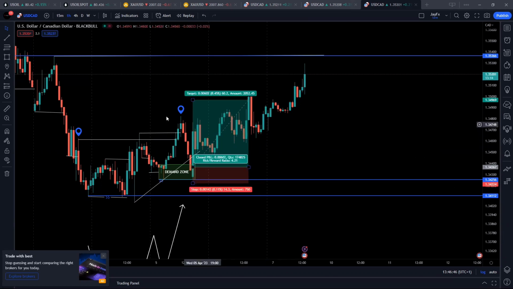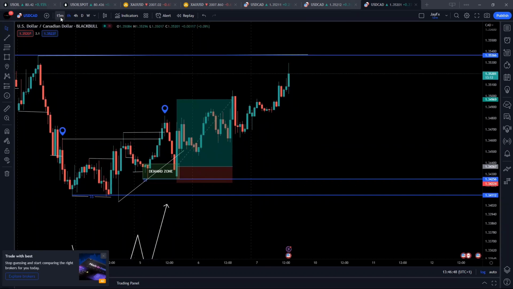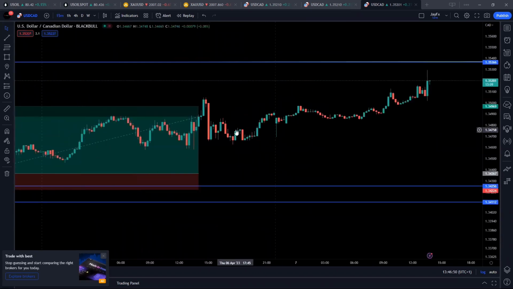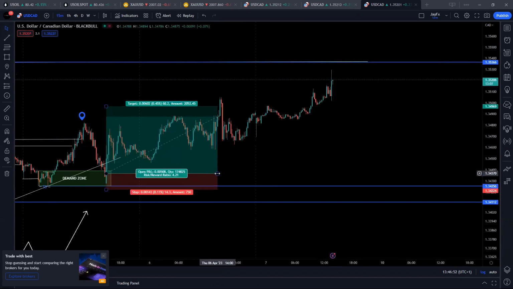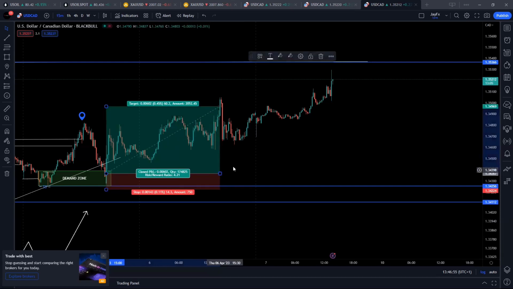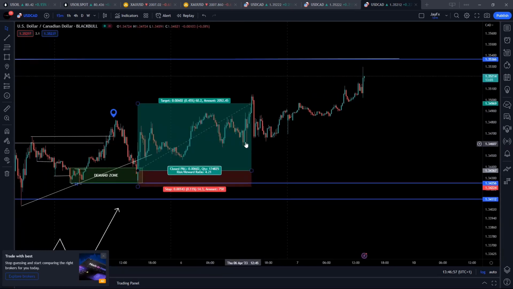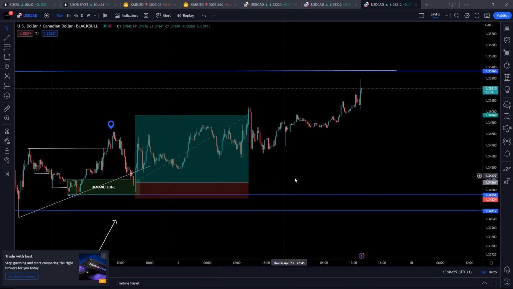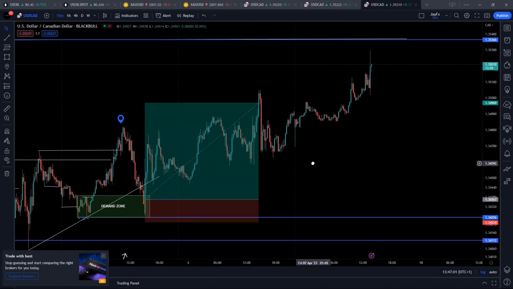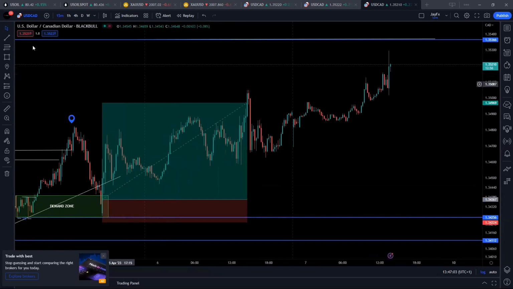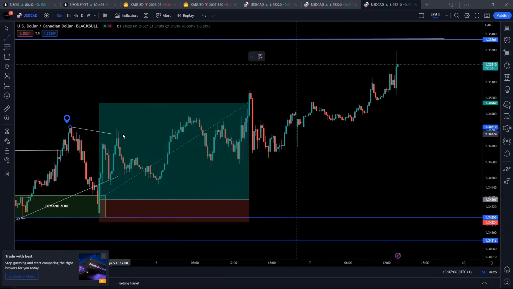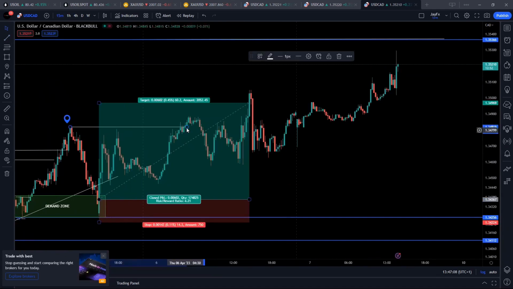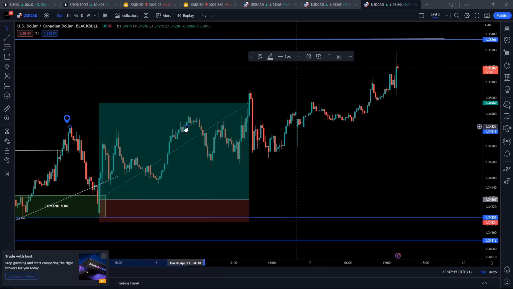So secondly, I was able to get another entry. You understand? I was able to get another entry at this level. So basically, I came down to the 15 minutes to understand better what is happening. So here we see that price broke this level. You understand? But it did not completely break the level. So what I'm seeing here is that we have price giving a fake out.